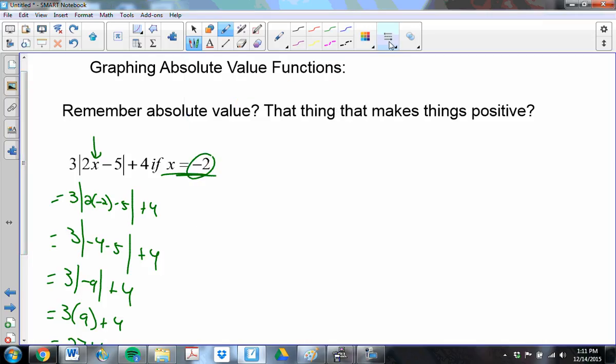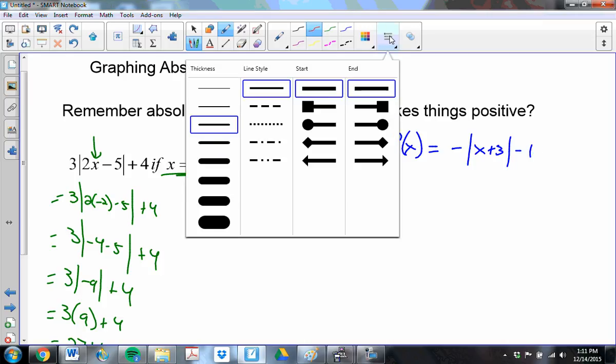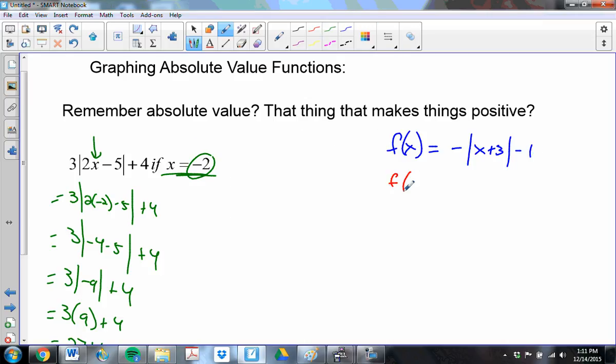So over here, we're going to make up a new one. Remember f of x, that just means y. So I have f of x equals negative absolute value of x plus 3, minus 1. And if I wanted to plug something in for x, like say that I wrote down f of negative 4, well, this means I plug a negative 4 in for this x right here. First I simplify inside the absolute value. Negative 4 plus 3 is negative 1.